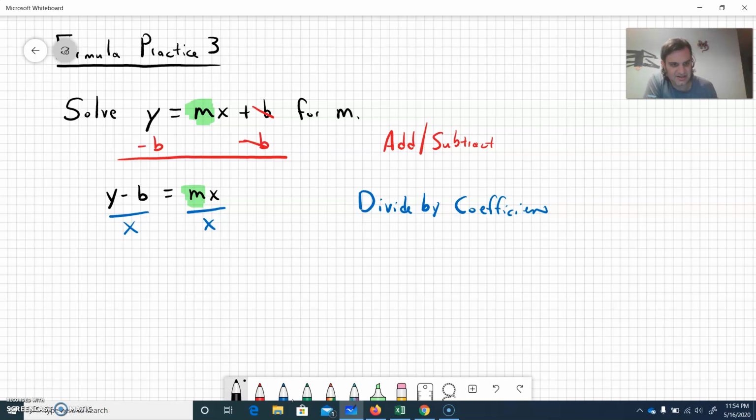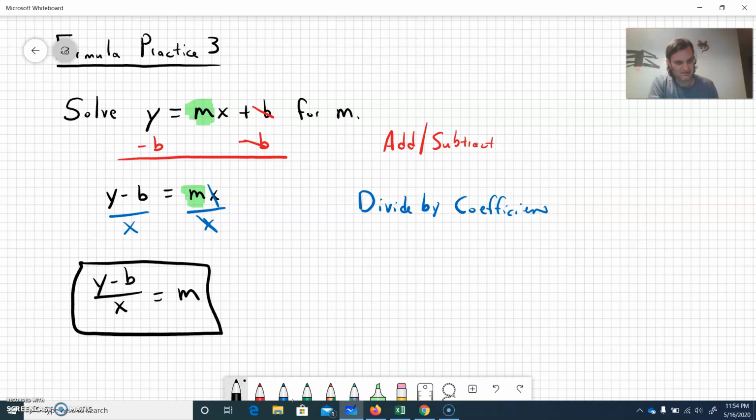So on the right, I'll have y minus b over x, and that'll be equal to just m, because the x would cancel out on the right hand side. So now we have our solution, which is m equals y minus b over x.